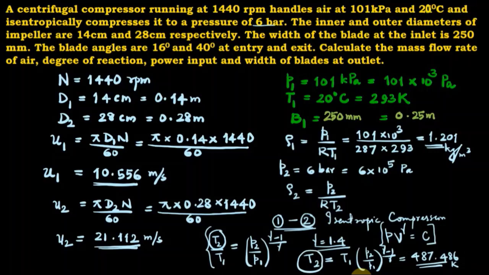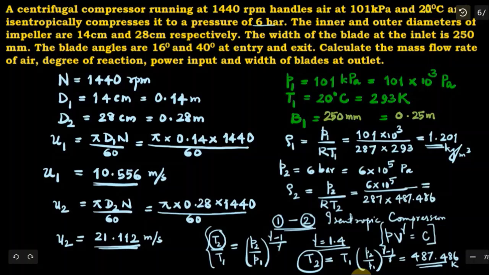Once you have T2, come back to the density expression: ρ2 is equal to P2 by RT2, and that is equal to P2, which is 6 into 10 raised to 5, divided by the characteristic gas constant 287 and the temperature we just found, 487.486. Once you use it, you will get the density of air at outlet, that is 4.289 kilogram per meter cube.